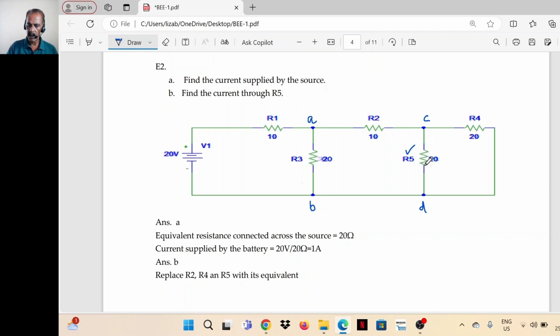When two resistors are connected in parallel, the equivalent is product divided by sum. So the equivalent is R4 R5 divided by R4 plus R5. 20 into 20 divided by 20 plus 20, 20 into 20 divided by 40. That is 10 ohm. 10 ohm is the equivalent resistance of R4 and R5. Now I'll redraw the circuit.